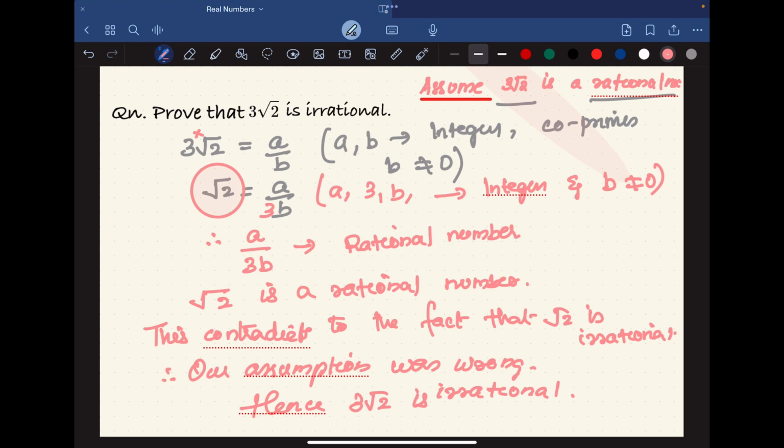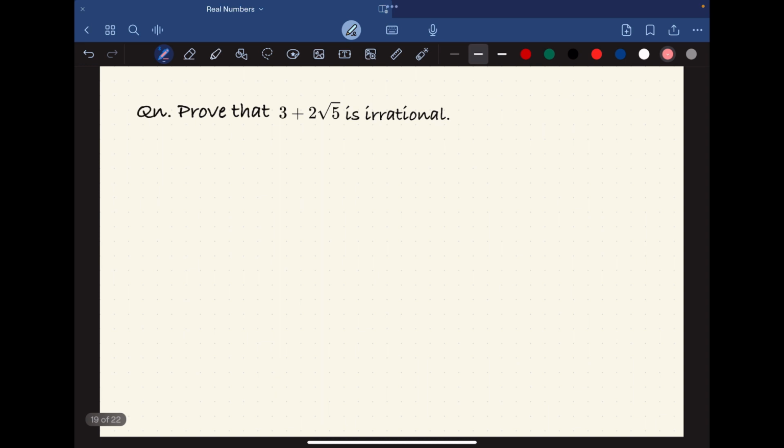Okay, let's see the next question. Prove that 3 plus 2 root 5 is irrational. Here also we start with the same procedure. We first assume this is a rational number. So I will write: assume 3 plus 2 root 5 is a rational number. As I told before, if this is a rational number, can we represent it in terms of a by b? Yes. So 3 plus 2 root 5 is equal to a by b.